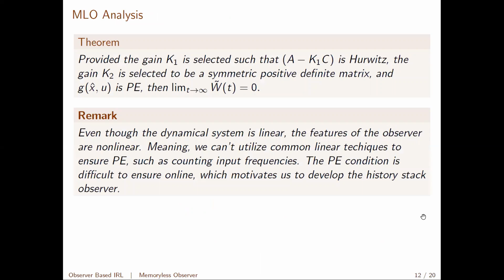This leads to our first theorem. K1 is selected such that A minus K1C is Hurwitz, and K2 is selected to be symmetric positive definite. If G is persistently exciting, then we know that the error converges to 0 as T goes to infinity. Even though the system is linear, this is a nonlinear observer because the features of the observer are nonlinear. So we can't use common techniques to ensure PE, such as counting input frequencies. Sometimes nonlinear PE monitoring online is difficult. So this is the main motivation where we develop our history stack observer.